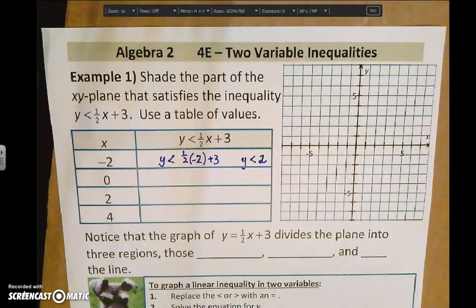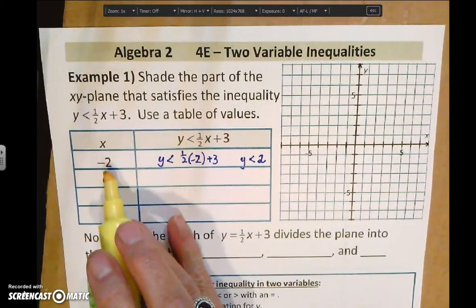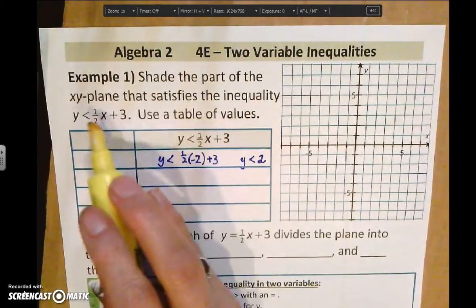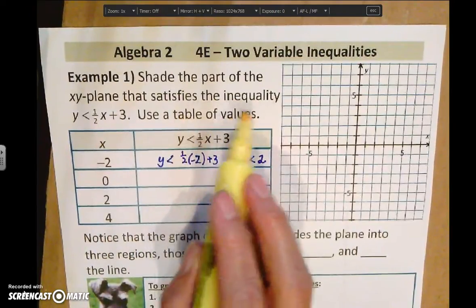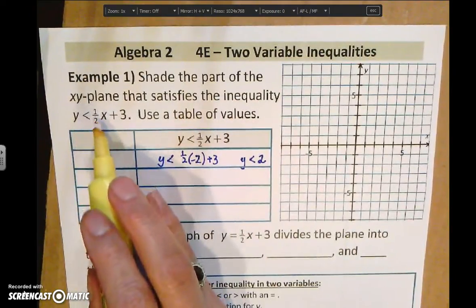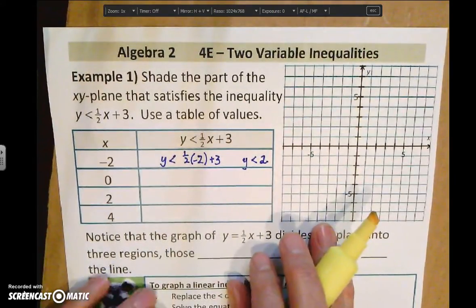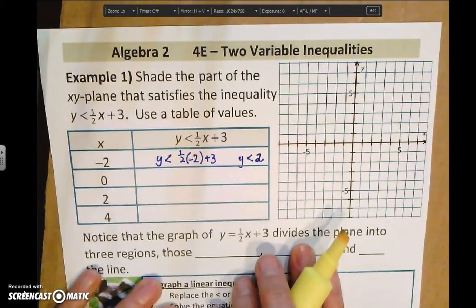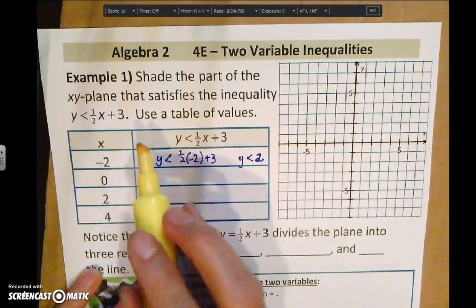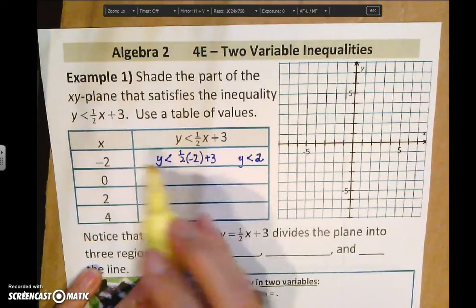In this video, we're going to be graphing inequalities in two variables. So you can see here on this first line, I'm going to shade the part of the xy plane that satisfies the inequality y is less than 1/2 x plus 3. We're going to use a table of values just to show why what we do is what we do. All right, so first I'm going to take x is -2.